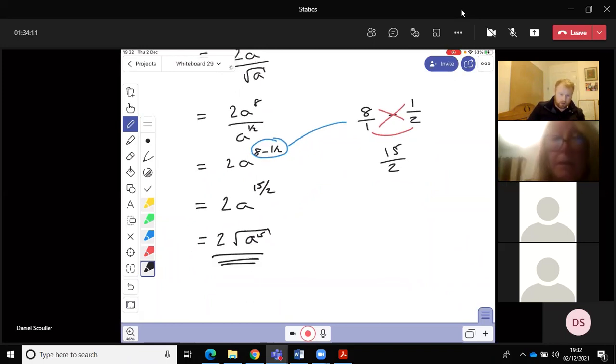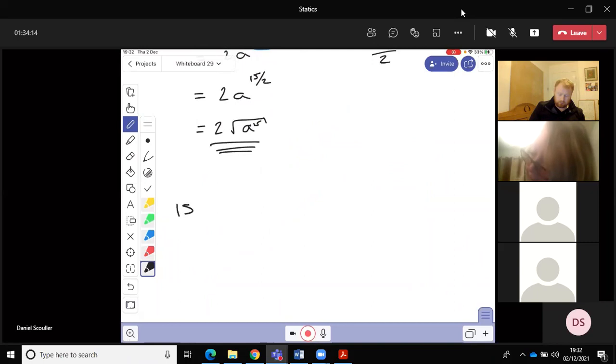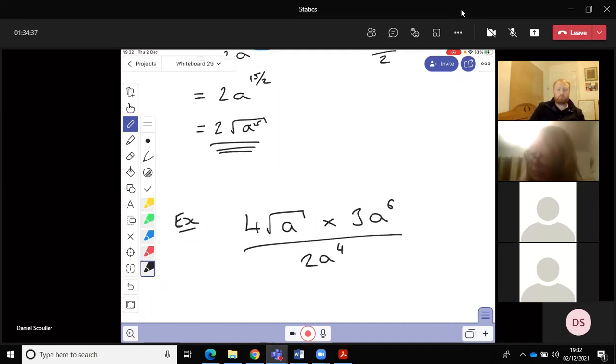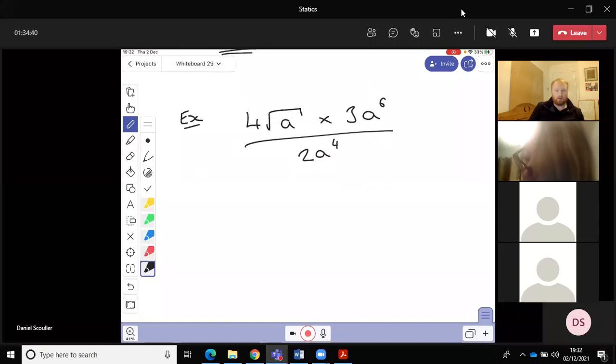Let's have a wee go at this. I'm going to write these numbers up. Okay, that's good. 4a, 4 root a, multiplied by 3a to the power of 6, divided by 2a to the power of 4. Okay, so a hell of a lot going on there. So let's start breaking that down.